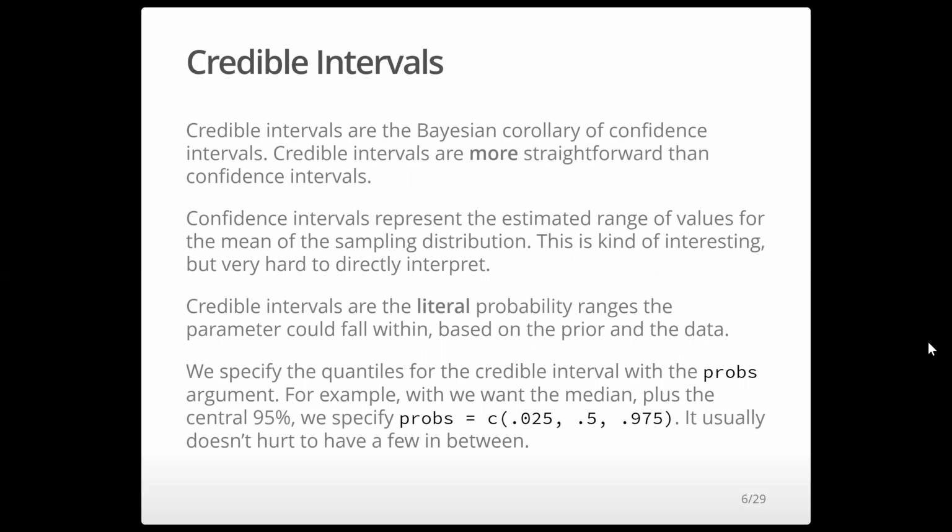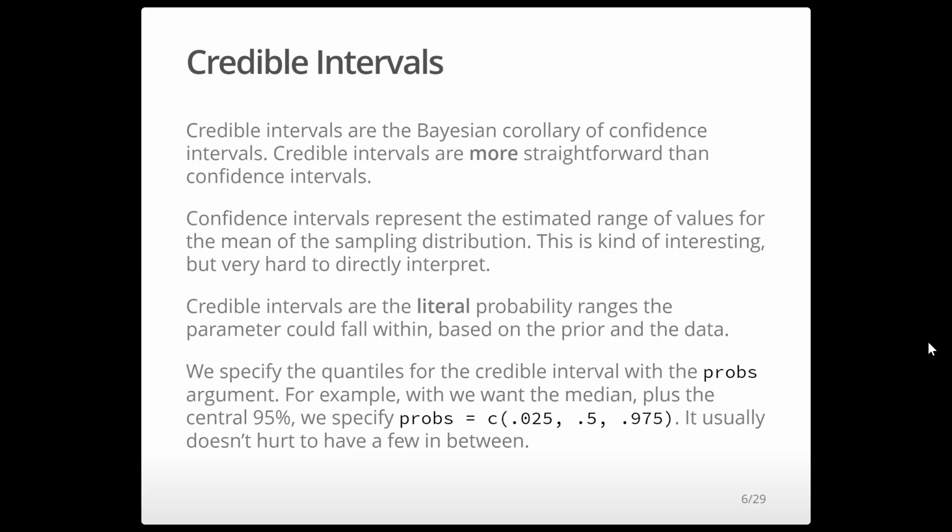Credible intervals are another thing that comes as part of the default output. These are the corollary of confidence intervals in frequentist analysis. And credible intervals are more straightforward than confidence intervals. Estimating this type of uncertainty is the bread and butter of Bayesian analysis, whereas it's a little bit more convoluted in frequentist analysis. Confidence intervals in the frequentist tradition represent the estimated range of values for the mean of the sampling distribution. This is kind of interesting. It gives us some information that we can make use of, but it's a lot harder to intuitively interpret.